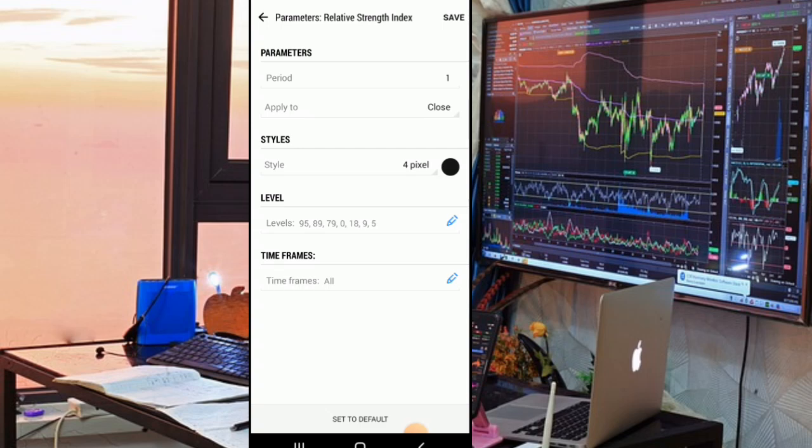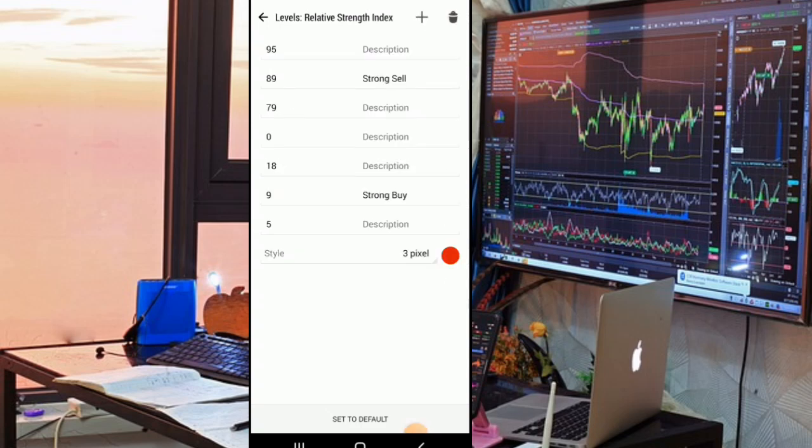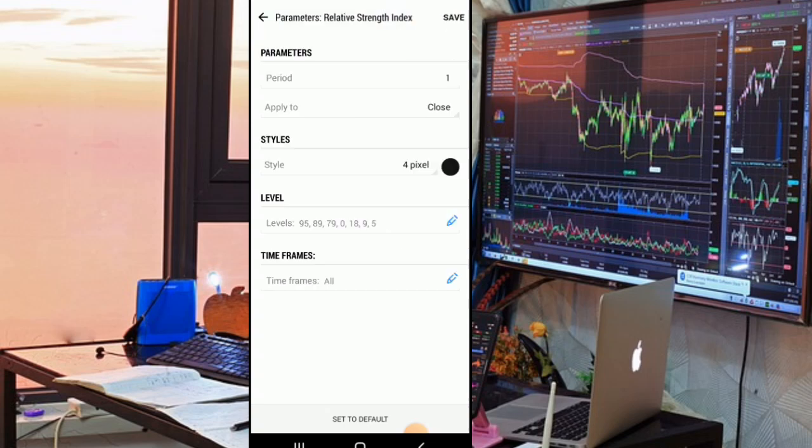And right now we're going to put period 1, apply to close, and then let's use 4 pixel with our black over there. And then please, to those who are new, we just come here so that we can enter all these levels. So just click there, and when you get to this side, you go to that plus sign. There you get the digits, and you'll be putting the numbers 95, 89, 79, 50, 18, 9, and 5, and then you put 3 pixel, and it's going to be red. And then you just go back and click save just up there.